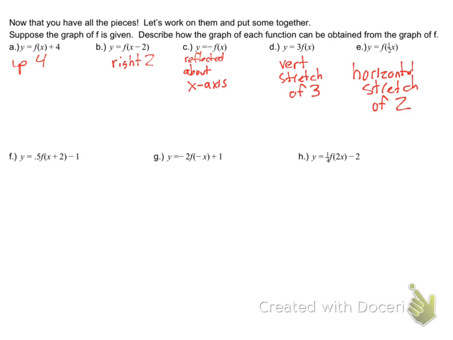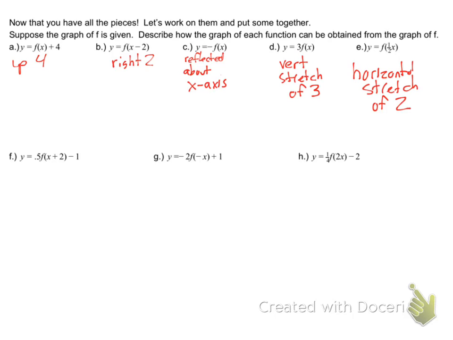Now, I tried picking a few of them in your homework that dealt with a couple more items going on, but f says it's 0.5 times f of x plus 2 minus 1. So just list them all. These are important to understand, these changes. So, what do we see? Take it one at a time. 0.5, what's it doing?